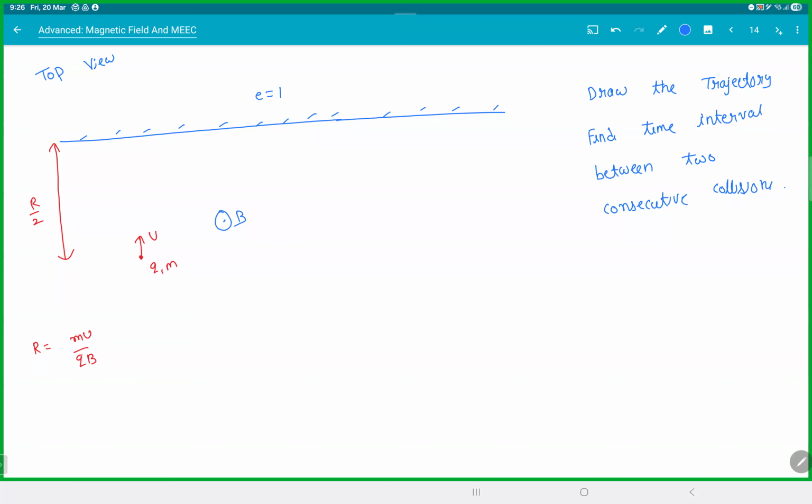No gravity, yeah? There is no gravity. This is a top view. Basically, it is on a smooth floor. Oblique collisions, magnetism.